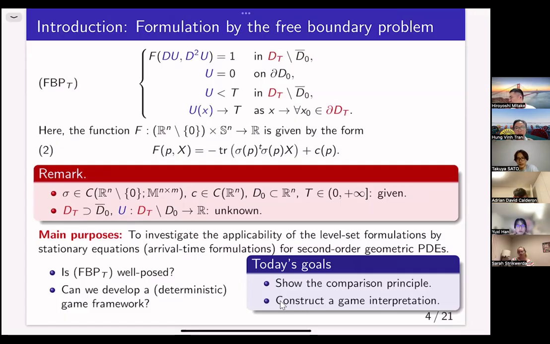Next, we want to construct a game interpretation, which means some nice game whose value function approximates the solution of this free boundary problem.